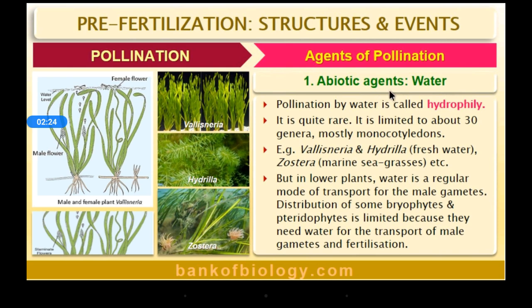Now the abiotic agent water. Pollination by water is called hydrophily. Hydro means water. It is rare and limited to about 30 genera, mostly in monocotyledons. Examples are Vallisneria, Hydrilla, Zostera, etc. Water also acts as a medium for gamete transfer in lower plants such as mosses, ferns and algae.